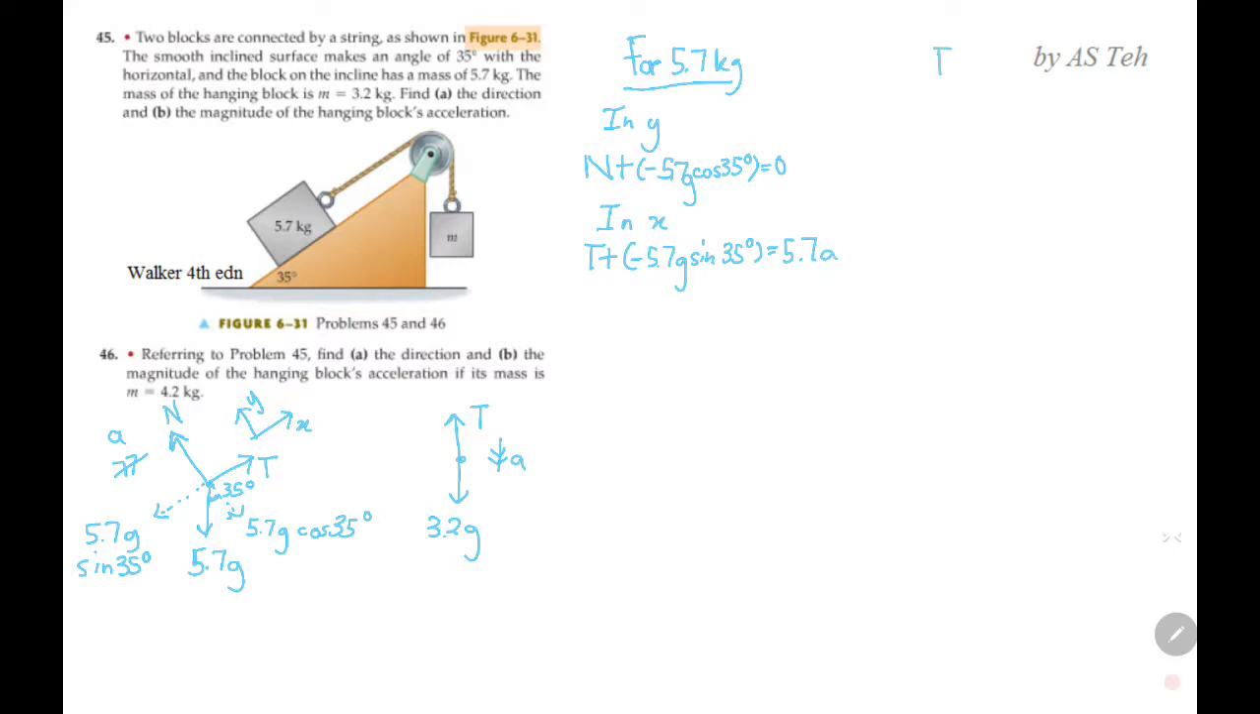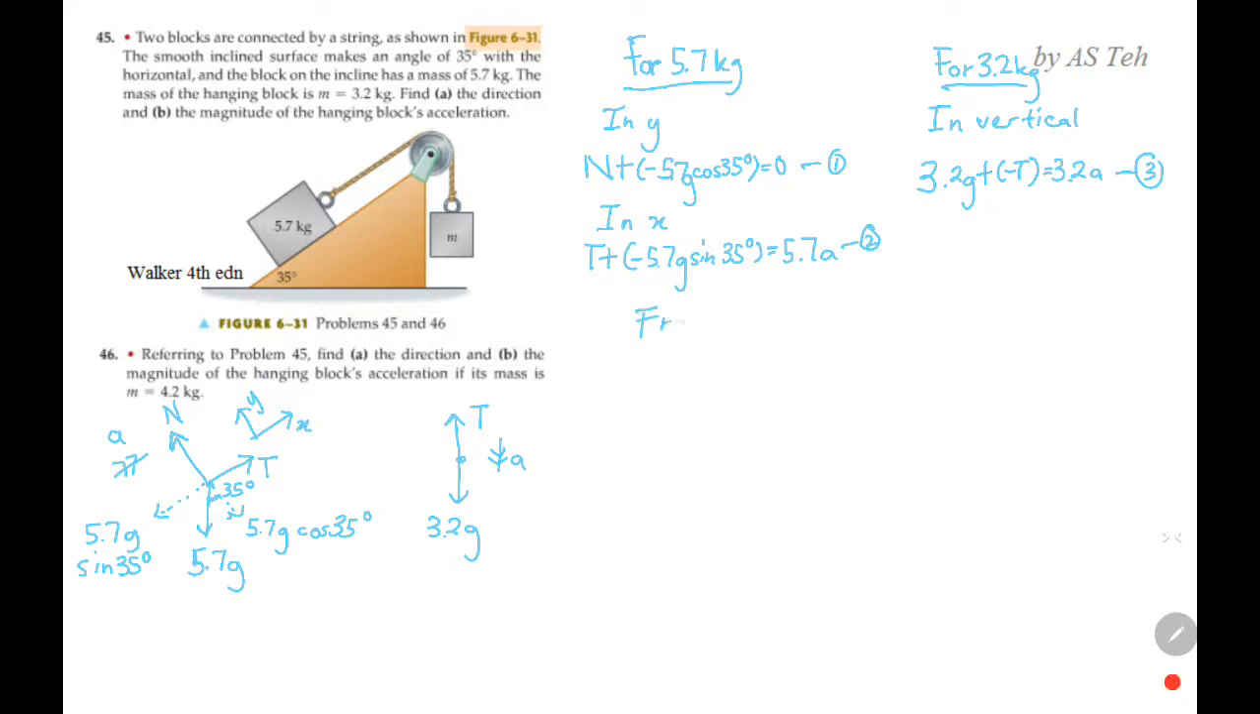Okay, now for the 3.2 kg mass, I only have forces in one direction. So in vertical, I have 3.2 g plus negative T equals 3.2a. Okay, so I have three equations that I could possibly use. From what I noticed, we'll just need to solve for a. So it looks like equation 3 and equation 2 would be sufficient.